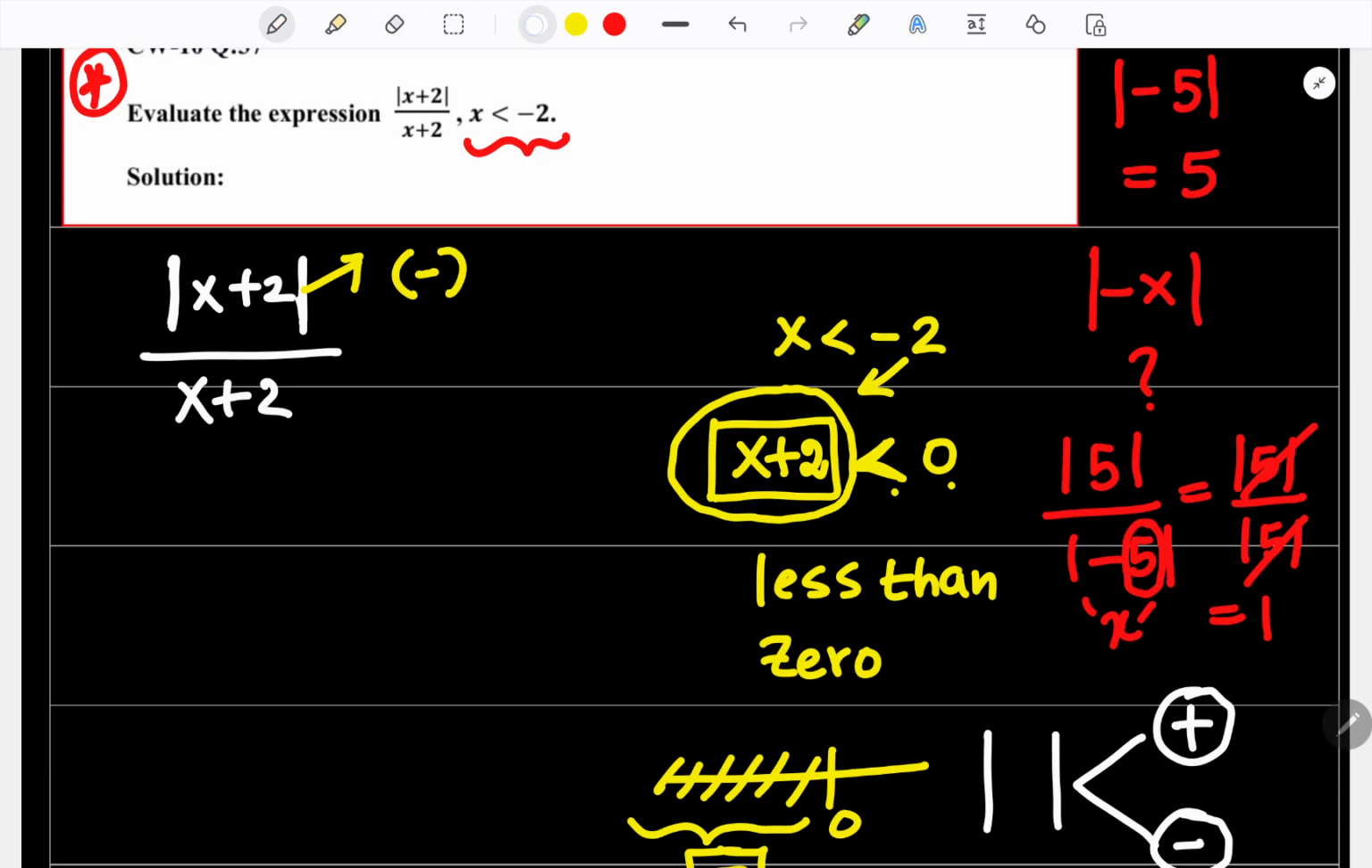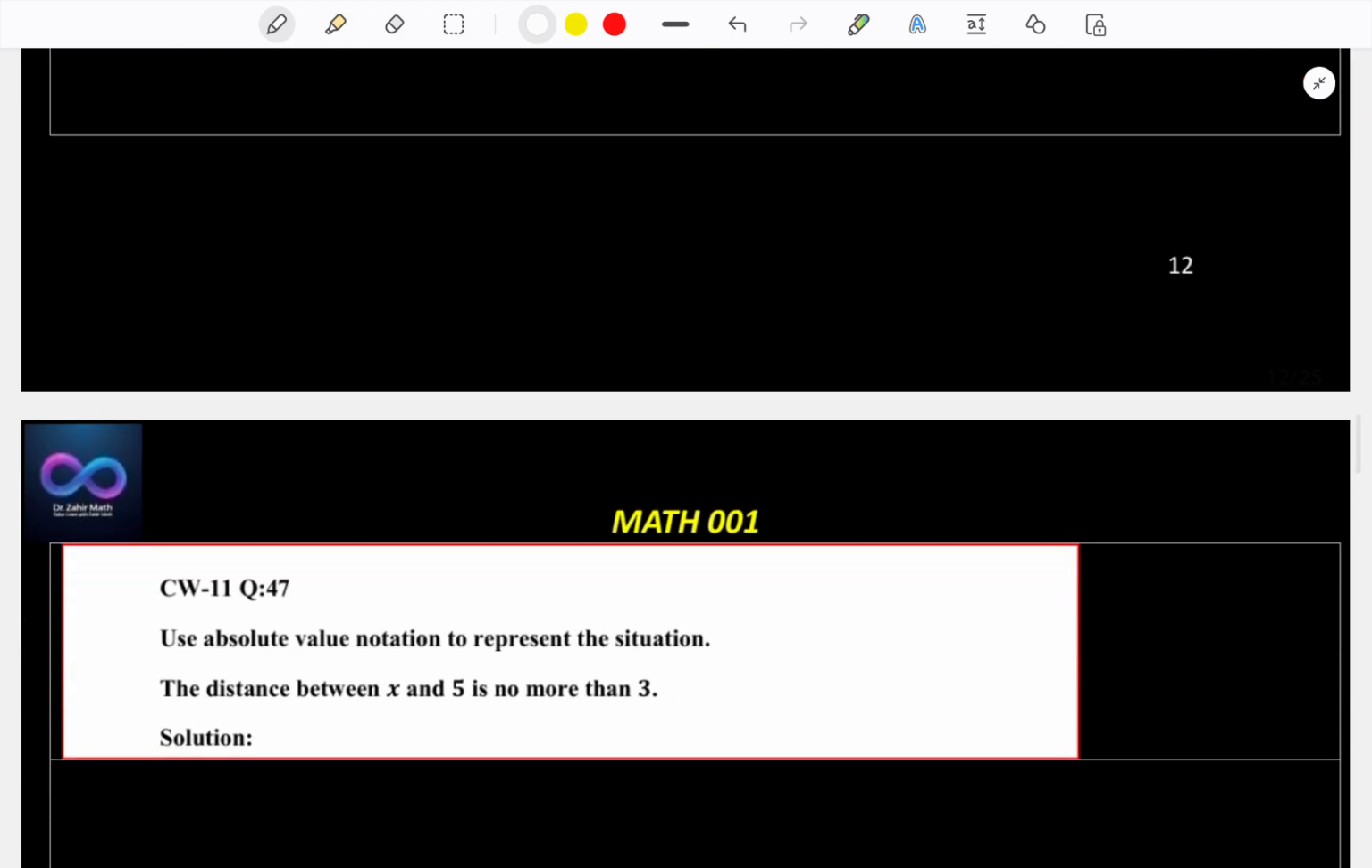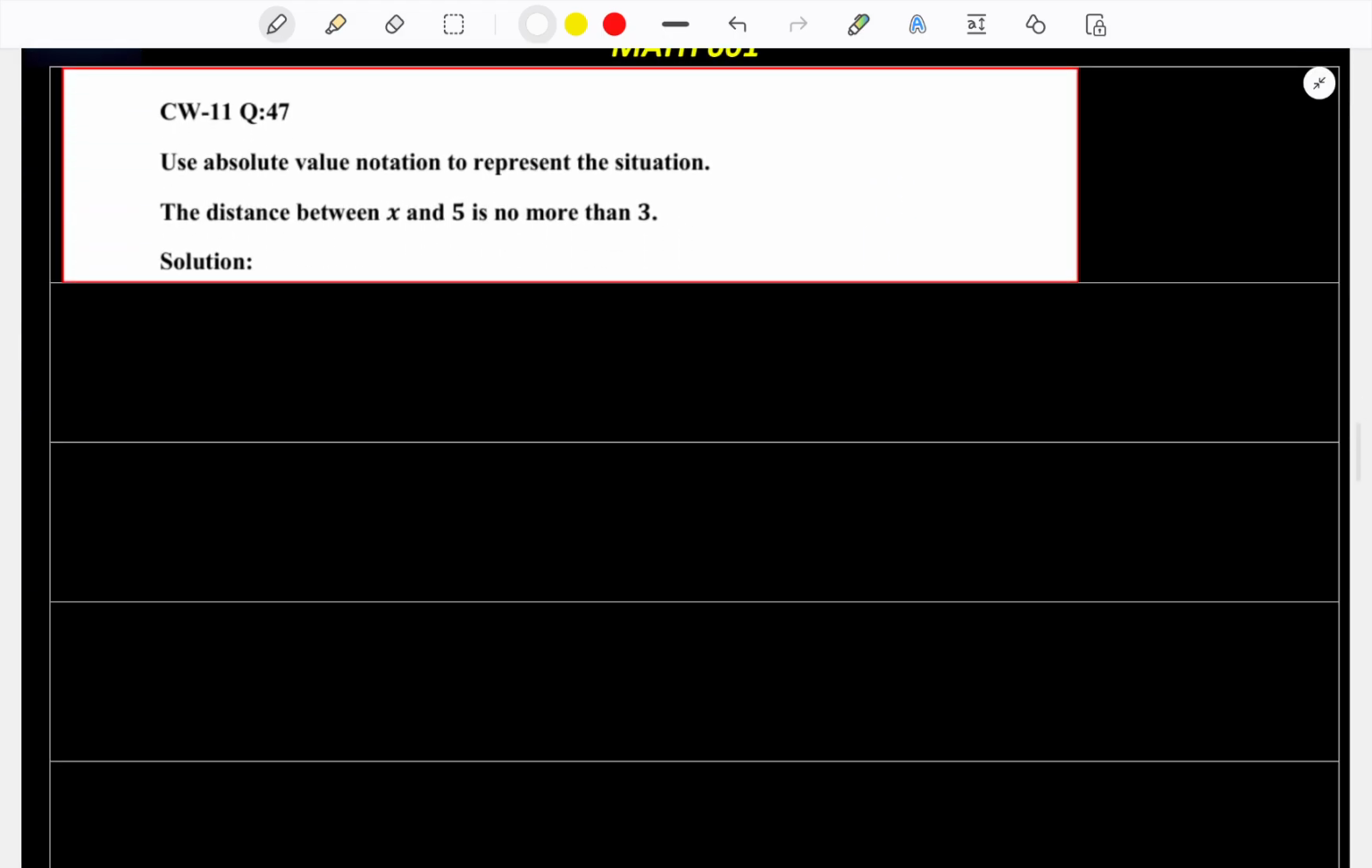So what happened to this one? Minus of x plus 2 divided by x plus 2. Now x plus 2 gets cancelled, and you will get the answer minus 1. Okay, is it clear? Right. Very easy question. Let's go for the next one.